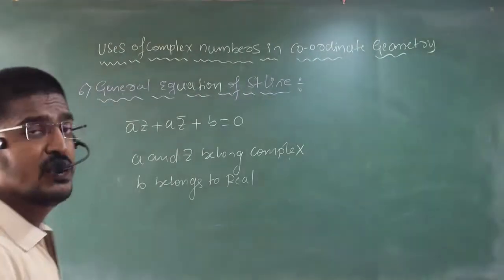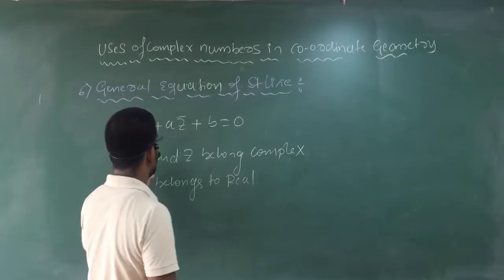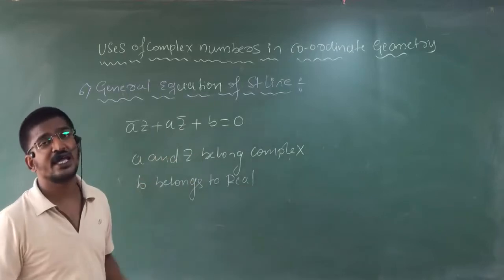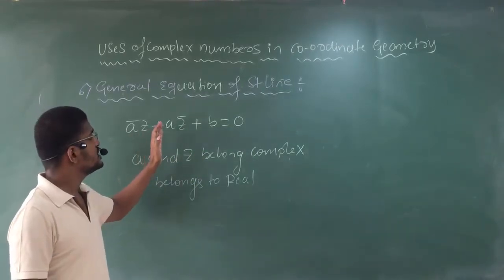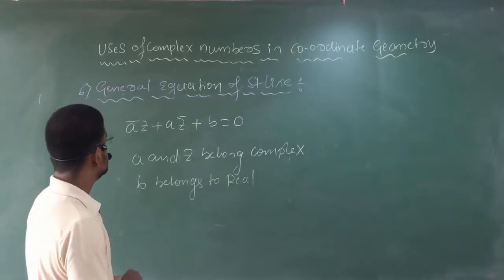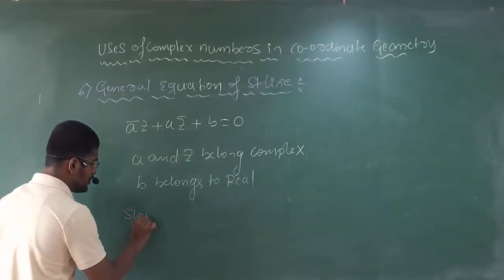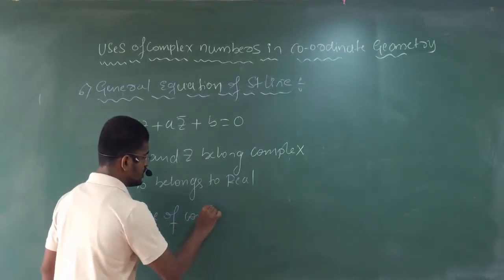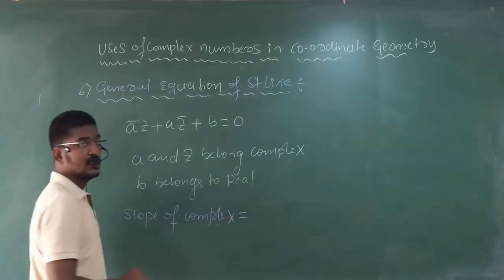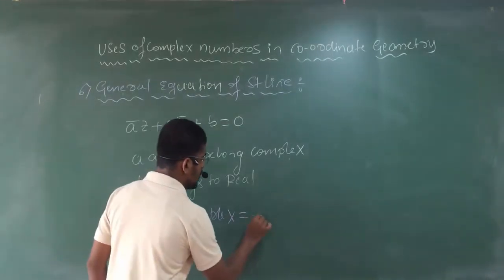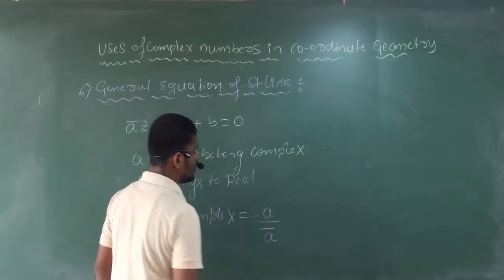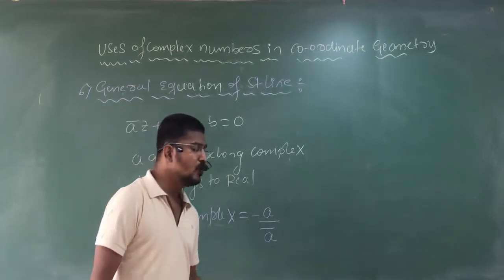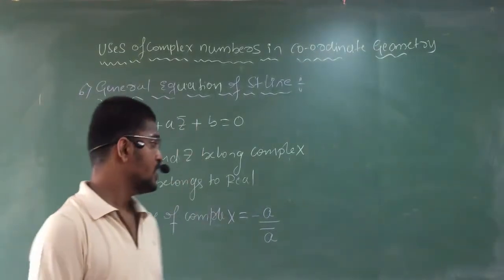Okay. From the general equation of line, we know that A and z are complex, b is a real number. So please remember that the general equation of line is given by A bar z plus A z bar plus b equal to 0. Now, slope of complex is equal to minus A by A bar. Are you clear, students? Slope of the complex is equal to minus A divided by A bar.